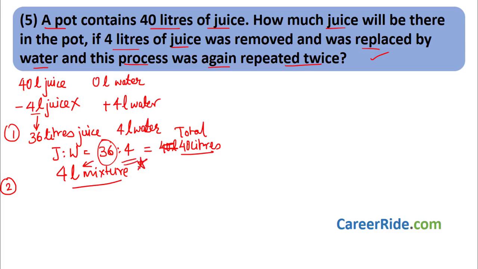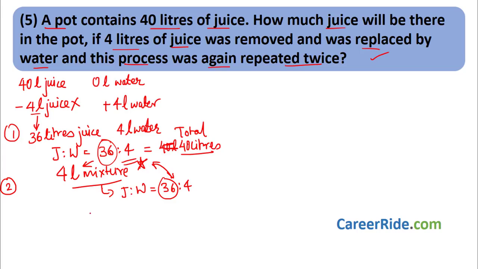This is a very important concept. Say if a container has oil and water in the ratio 2:3, and if you remove some of the mixture, then again the mixture which was removed will have the same proportion of oil and water. So this 4 liter mixture has a juice to water ratio of 36:4. Same ratio, no difference. So how much is the amount of juice in this 4 liters?